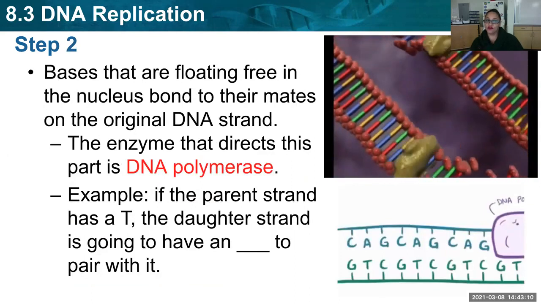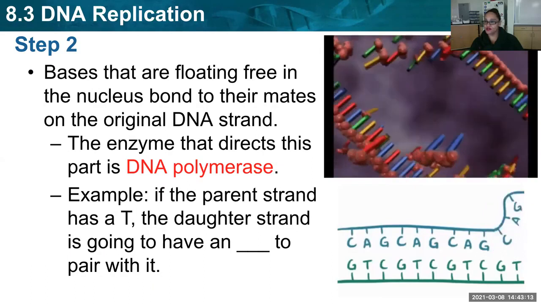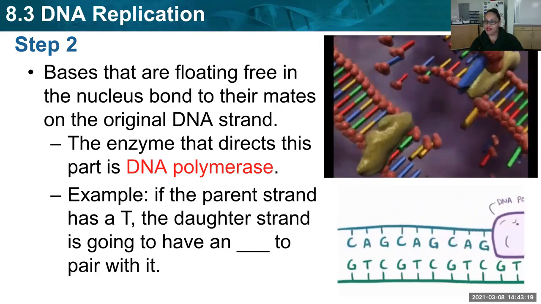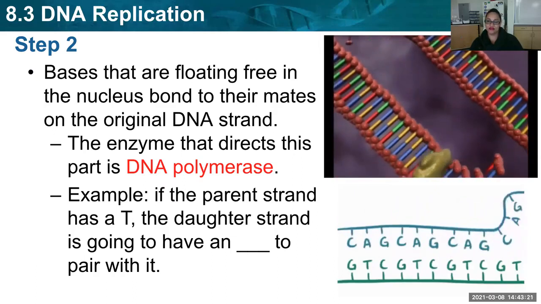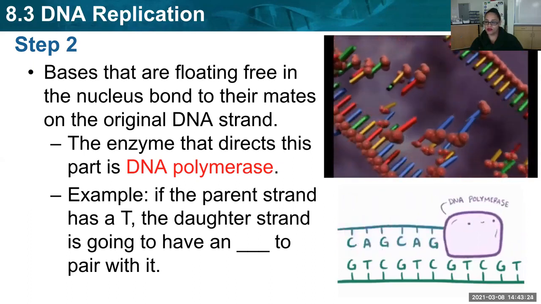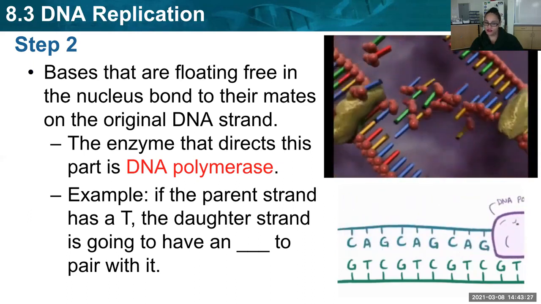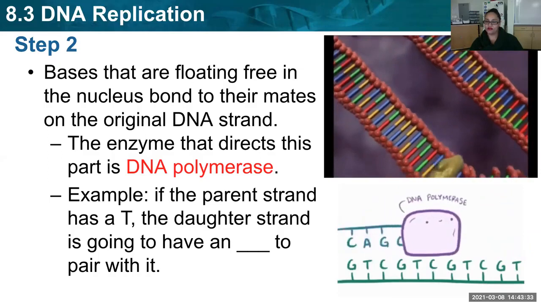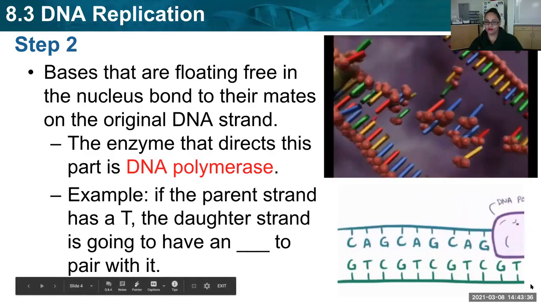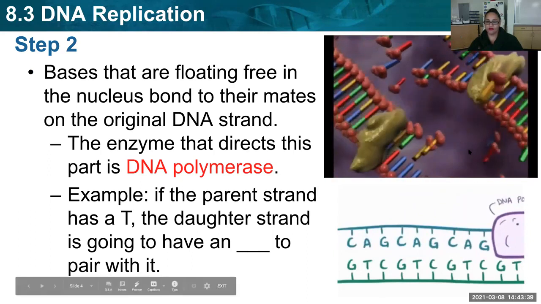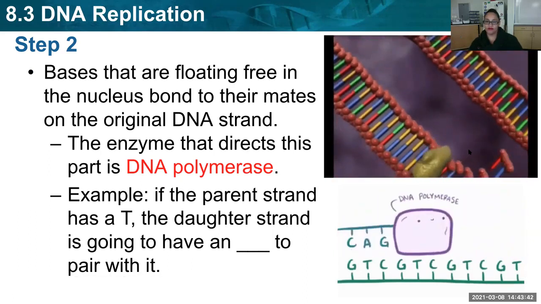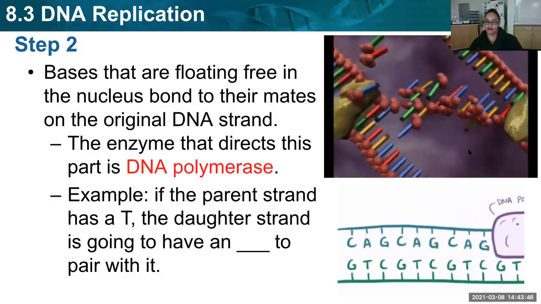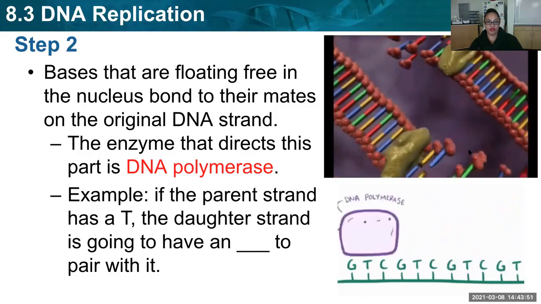Step 2, bases that are floating free in the nucleus bond to their mates in the original DNA strand. The enzyme that directs this part is called DNA polymerase. So for example, you can see in the bottom, if the parent has a T, the dotted strand is going to have what to pair with it? What goes with T? Make sure you know the answer to that.